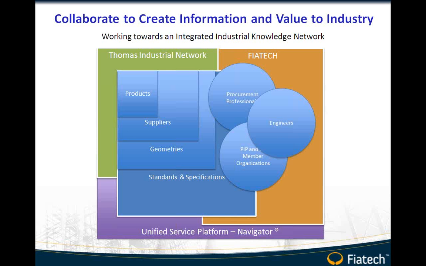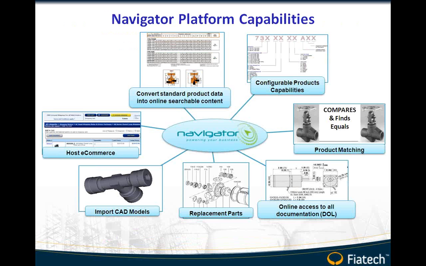Okay? So Navigator. Navigator is our technology. It's something we've invested a lot of money internally on, but it's really a database and then a series of application overlays that drive different sets of functionalities. So we take the product content that the manufacturers typically have, and we put it into an online database, searchable and sortable, and you'll see that when we start showing the demonstration here today.